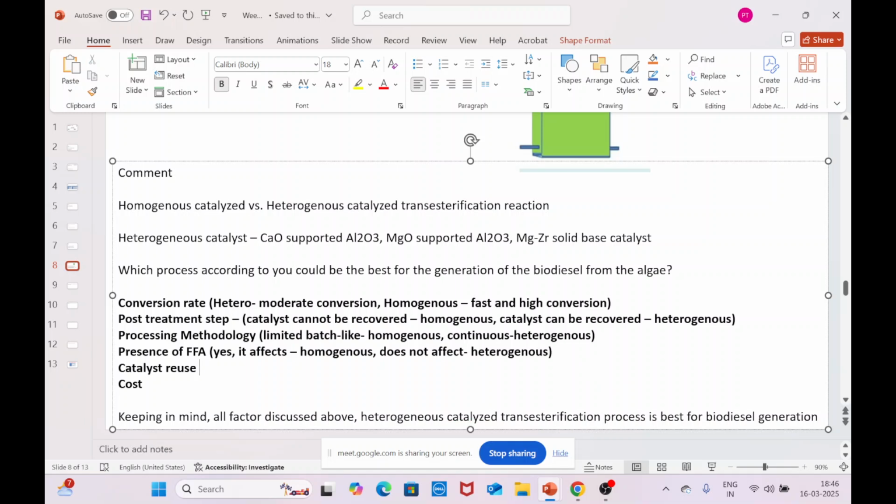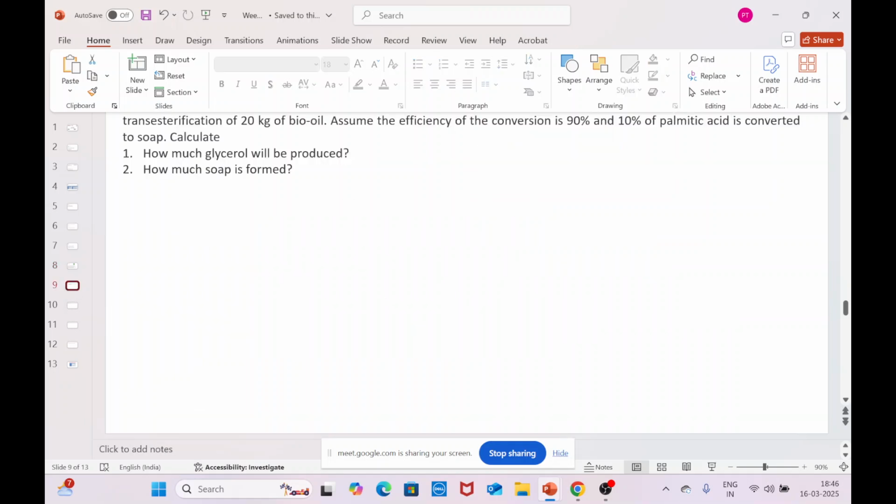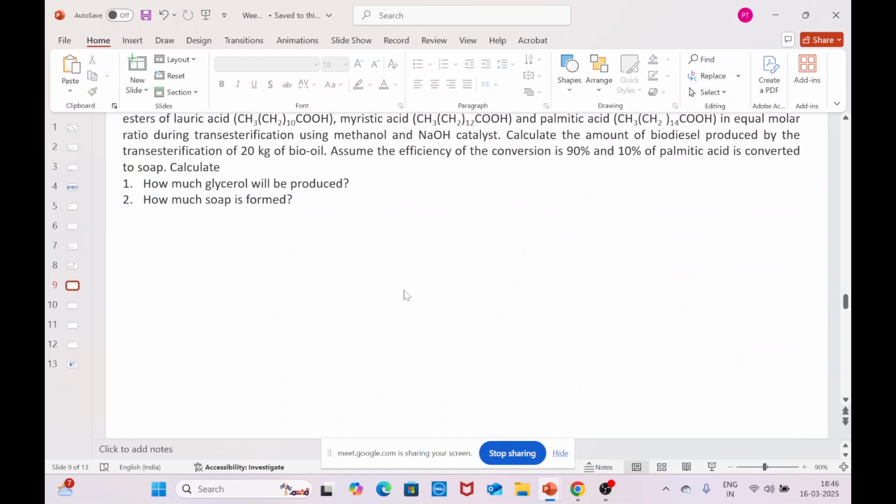So this is about the theory-based questions that we have. So let's go on towards solving some questions. We have approximately 20 more minutes left with us.